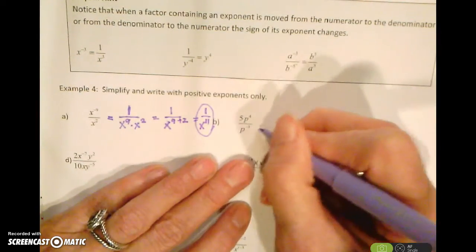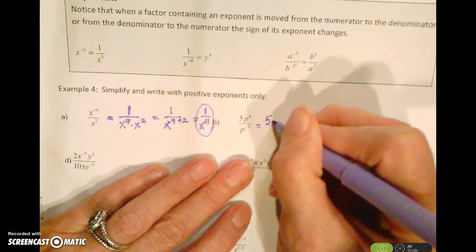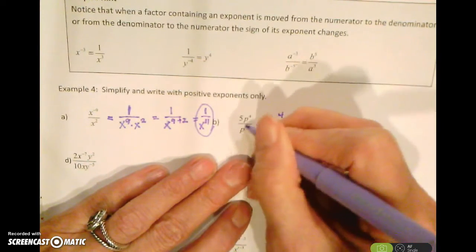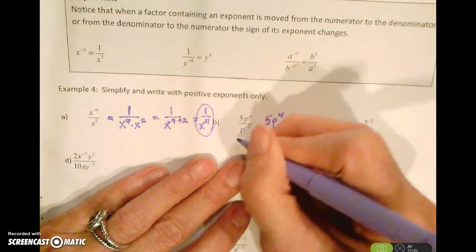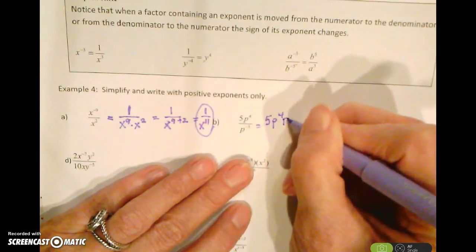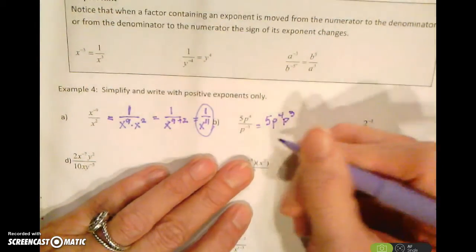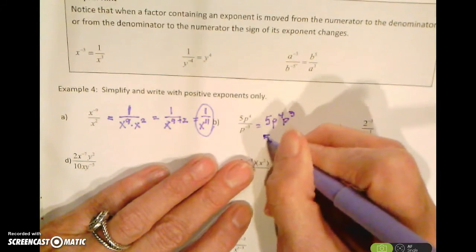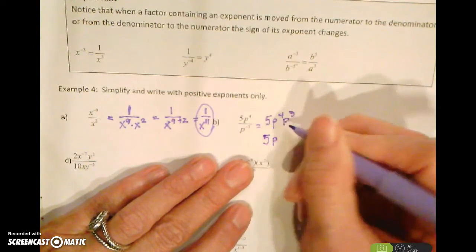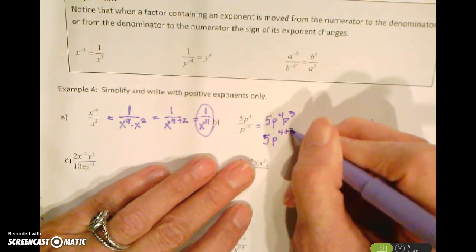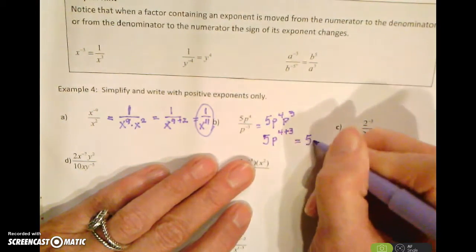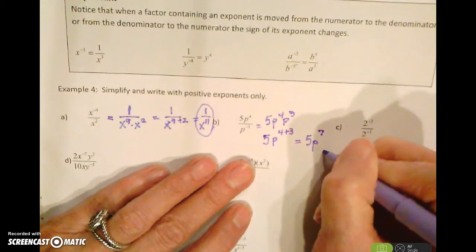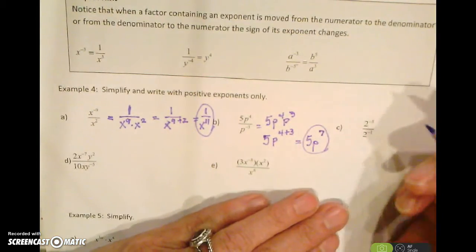Here I have 5p to the 4th, and the p to the negative 3 is going to move up to the numerator and become p to the positive 3. So then that's going to be 5p. They've got the same base, so I'm going to add the 4 plus 3, and that's going to become 5p to the 7th in simplified form.